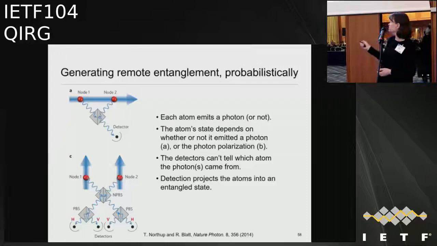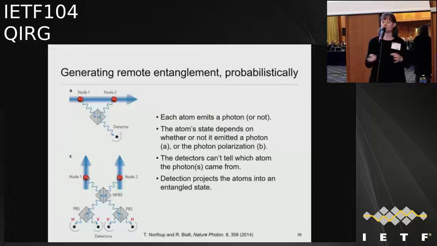But the key aspect in both cases is that the photon is detected. Here it's a single photon that's detected. In the sketch below, it's two photons that are detected. But the most important thing is that the detectors can't tell which atom generated which photon, or if it was one photon, which atom generated that one photon. And that lack of distinguishability, that indistinguishability, means that the detection event actually projects the atoms into an entangled state. So we would say that this act of measurement prepares an entangled state between these two atoms.